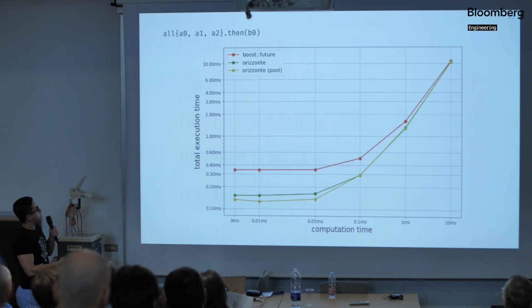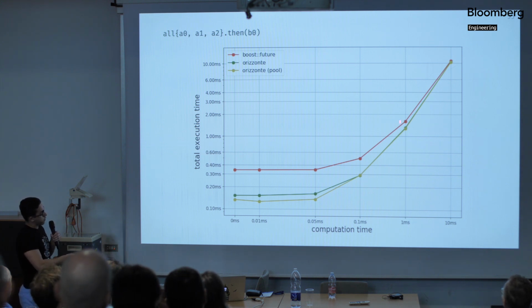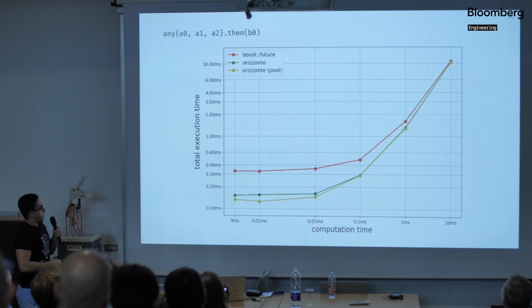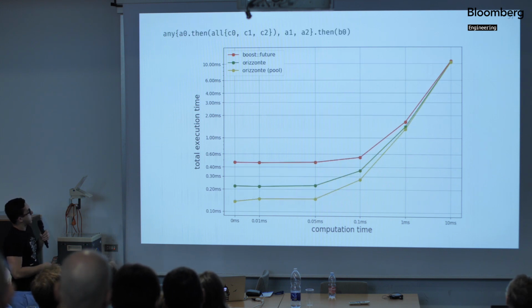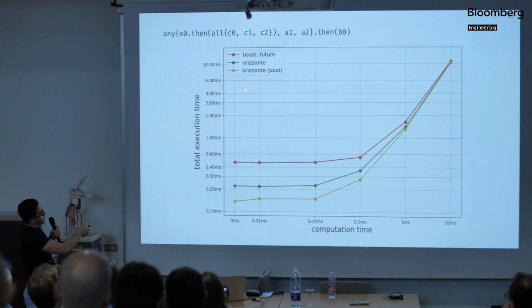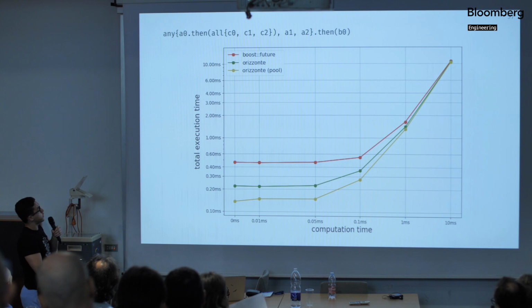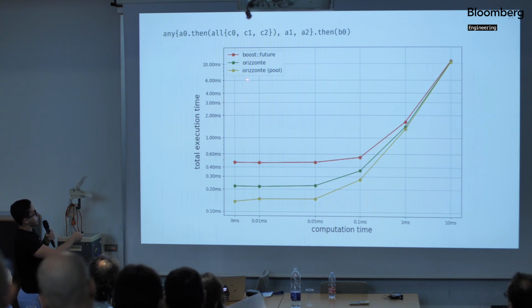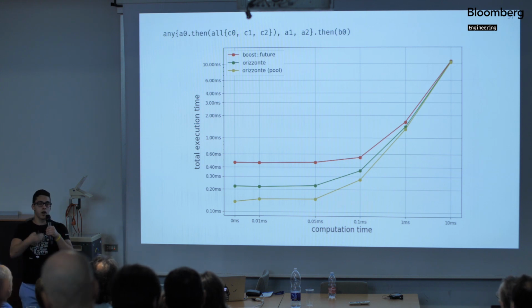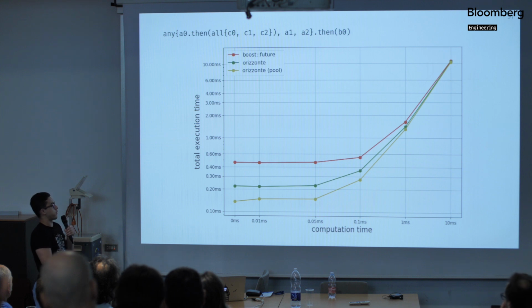Then we can do slightly more complicated things, like an all with a .then, and there is always a gap around 1 millisecond. And for any node as well, we have a similar gap. And then if we start doing things in a more complicated manner, like this one, using a thread pool compared to simply spawning a new thread starts being beneficial. So in this case, I'm using my library, which is called Horizonte, with a thread pool. I'm using my library with the normal scheduler, and Boost future. And as you can see, the more complicated the graph is, the more degree of parallelism you have, the more beneficial it is to use a thread pool.